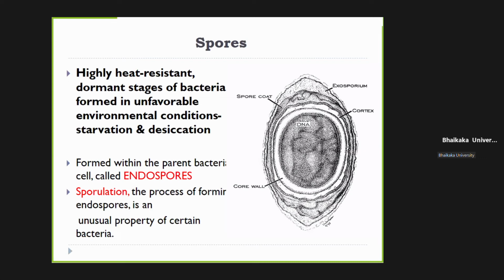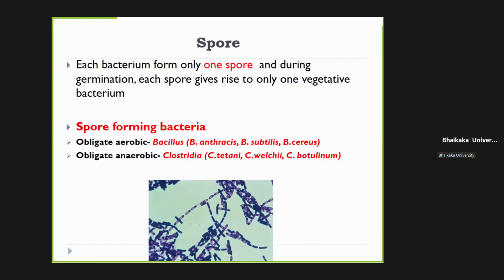Okay, so they form within the parent bacterium and they are known as endospores. Sporulation is the process of formation of endospore, and it is an unusual property of certain bacteria only. Now keep this in mind that each bacterium forms only one spore, and during germination, one spore gives rise to one bacterium.